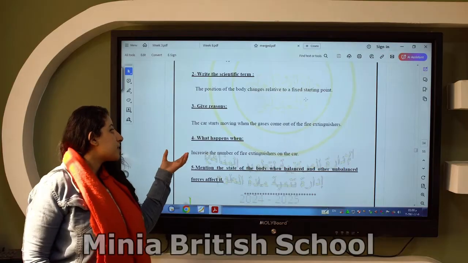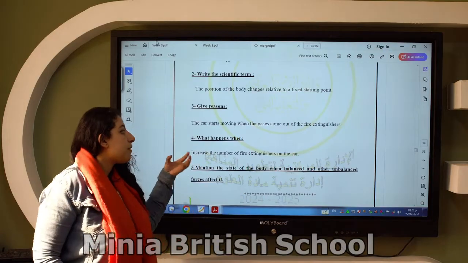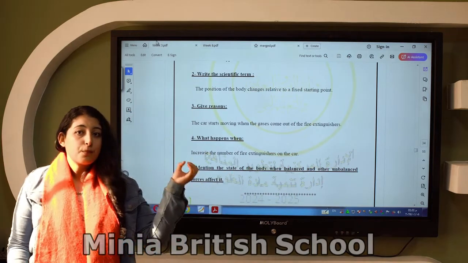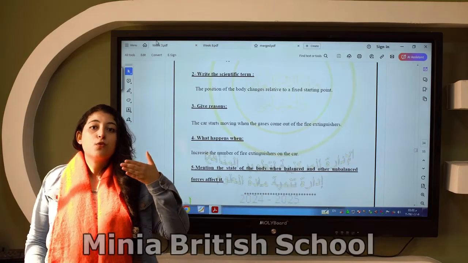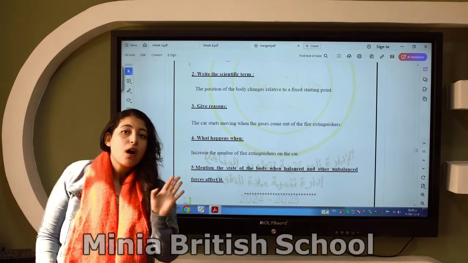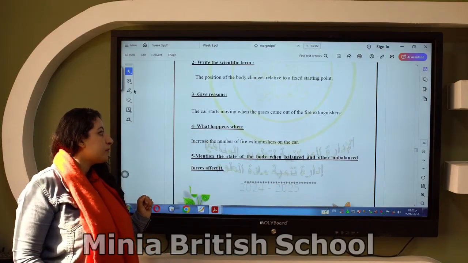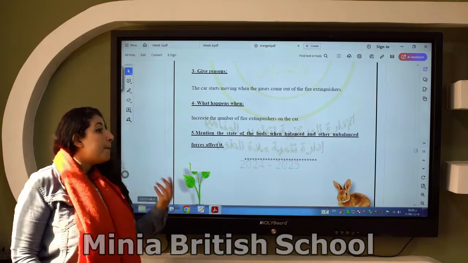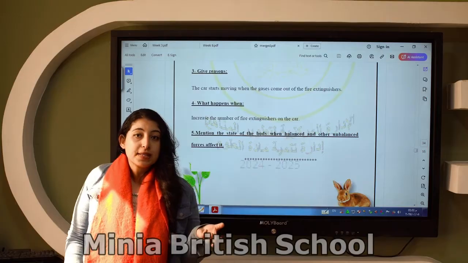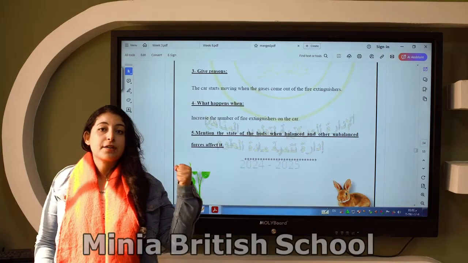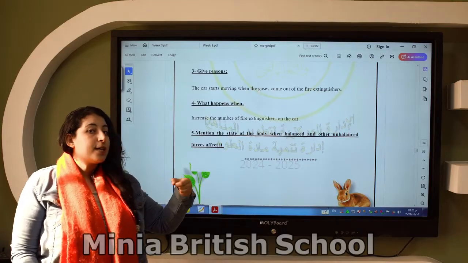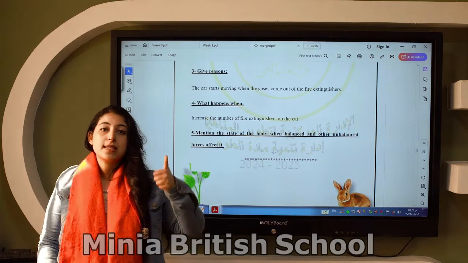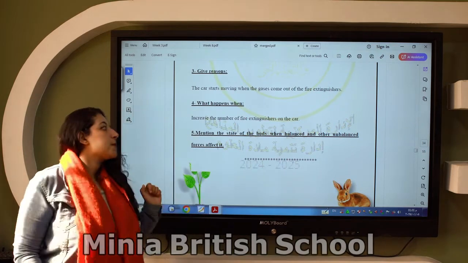Give reasons. The car starts moving when the gases come out of the fire extinguishers. Why? Because this gas has pushing force. When this air moves backward, it pushes the car forward. What happens when we increase the number of fire extinguishers on the car? The pushing force of air increases, so the speed of the car increases, and also the distance.